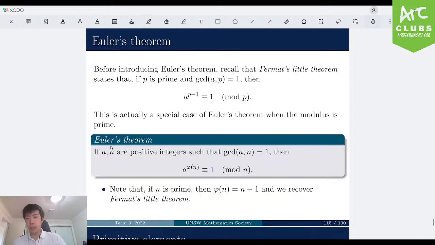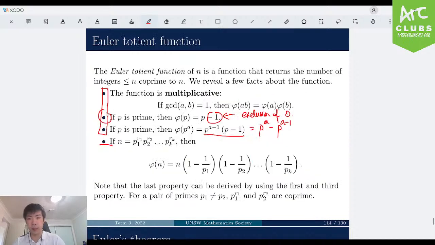Euler's theorem. Before introducing Euler's theorem, recall that Fermat's little theorem states that if P is prime and the greatest common divisor of A and P is equal to 1, then we have this result here. So if P is prime, then A to the power of P minus 1 is congruent to 1. Notice that since P is prime, phi of P is exactly equal to P minus 1 from our previous property here.